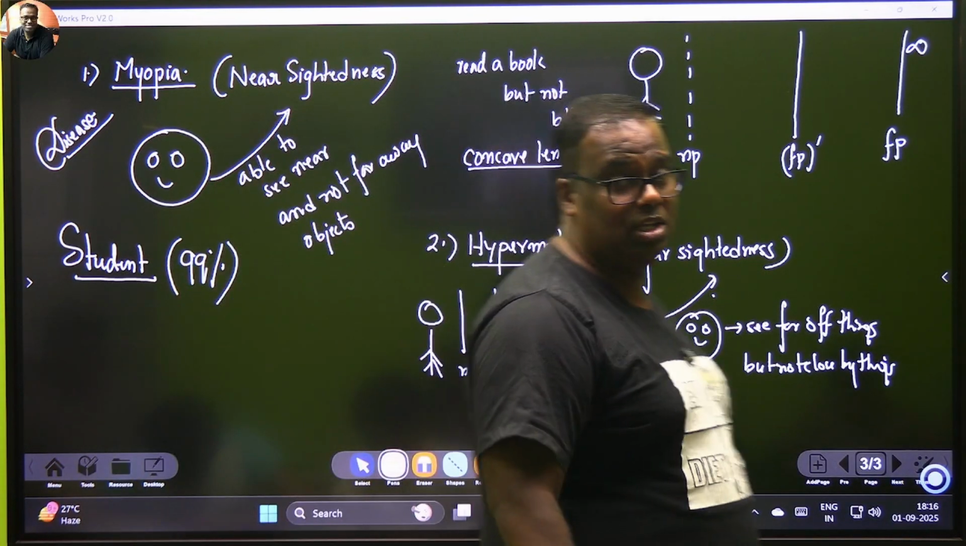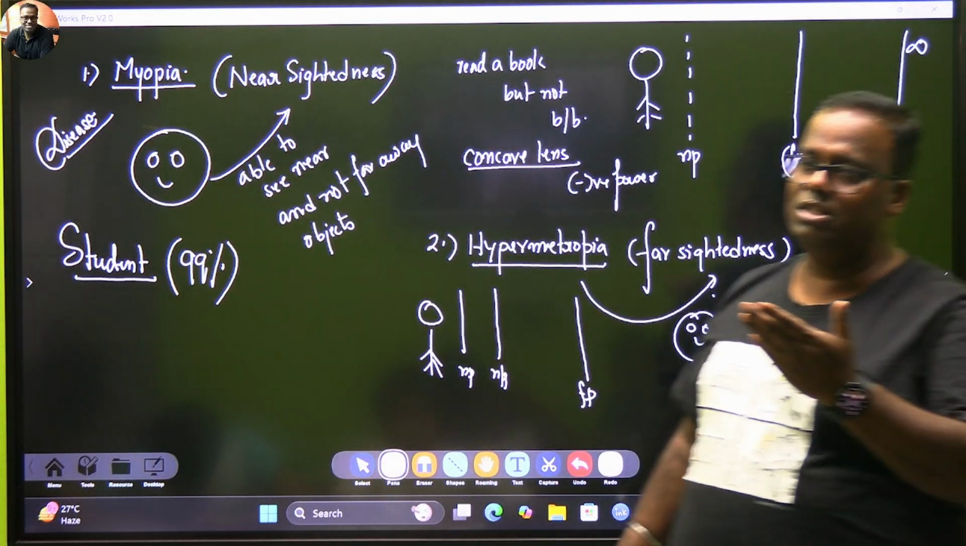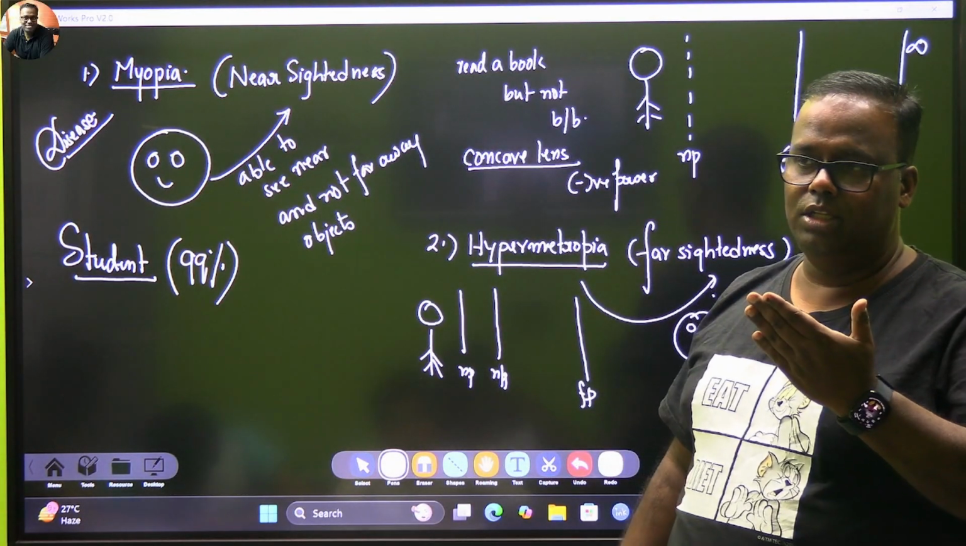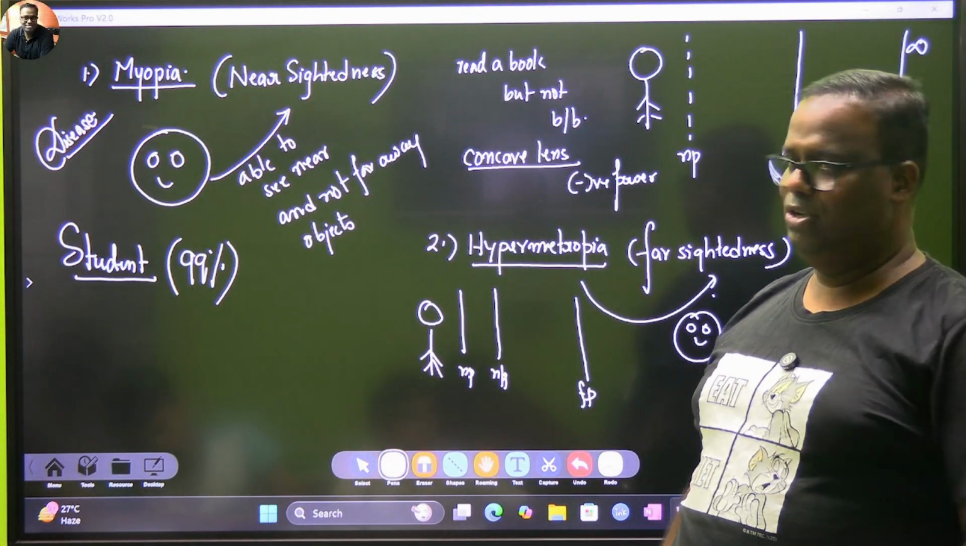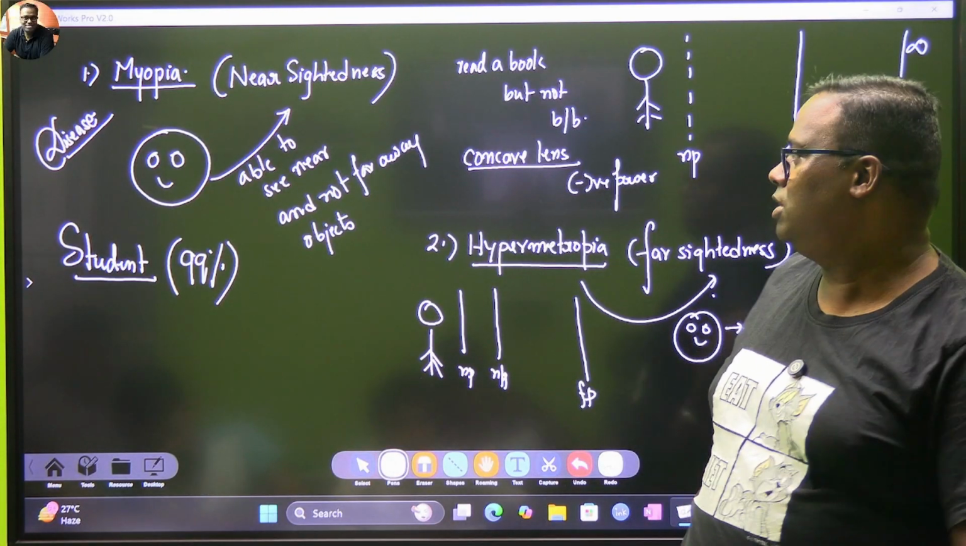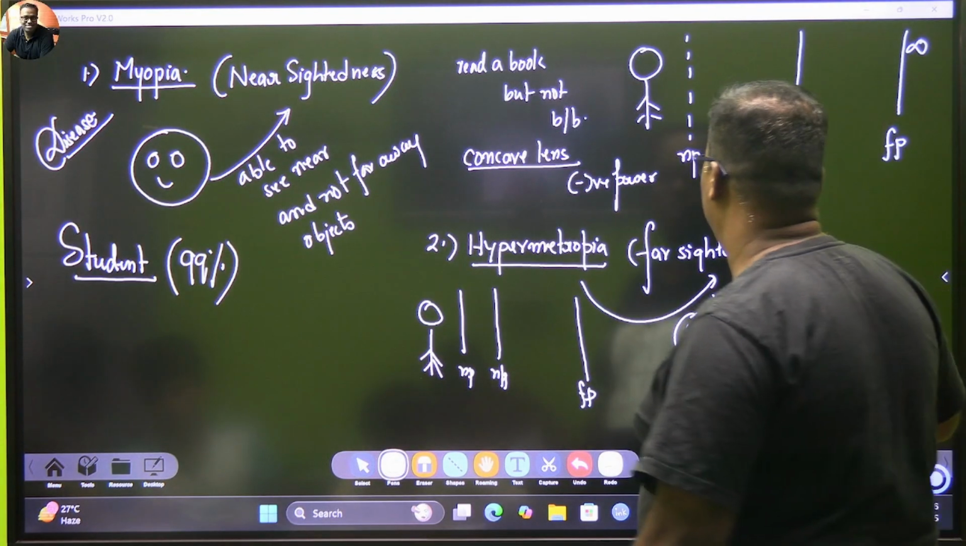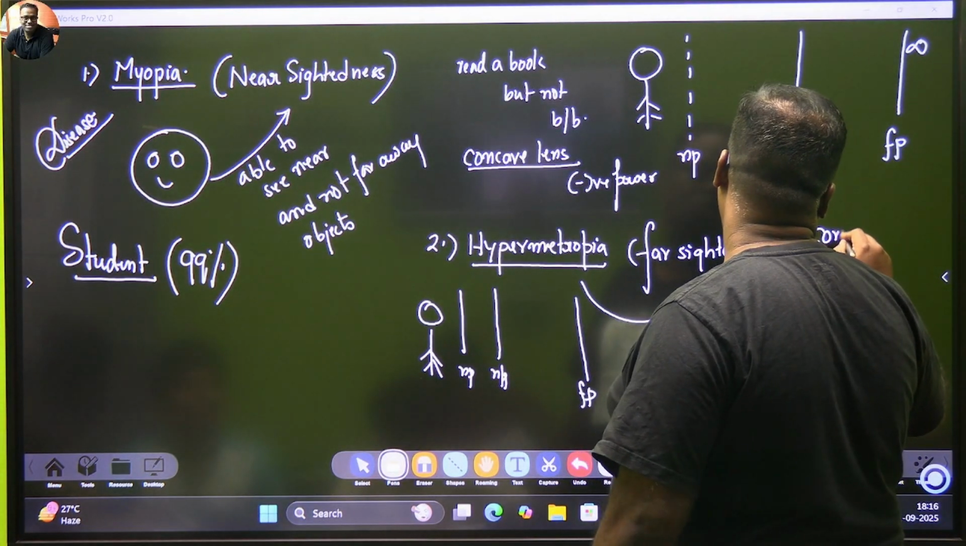That's why, how will you see? You're supposed to see at 25 centimeters, no? The hypermetropic person will see like this. His near point has got shifted. Have you understood? His near point has got shifted. So hypermetropic persons will be corrected by a convex lens.